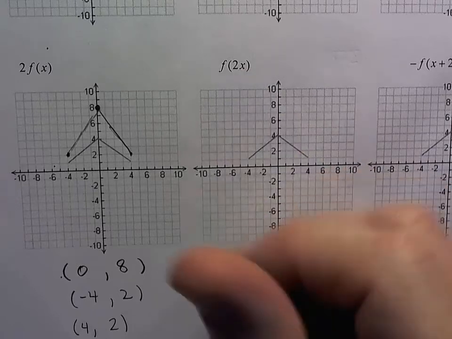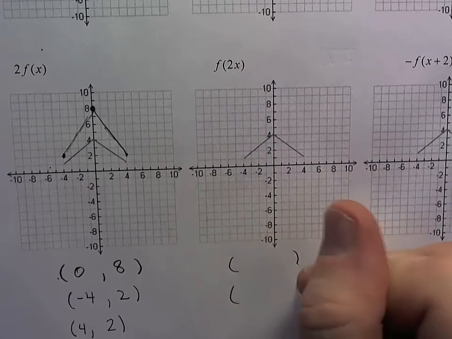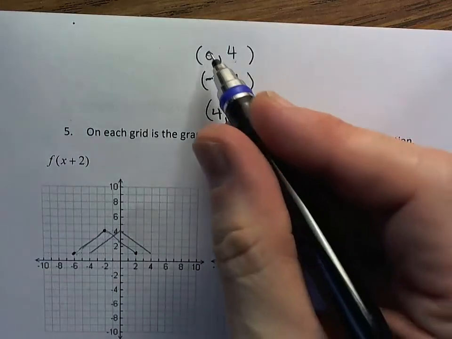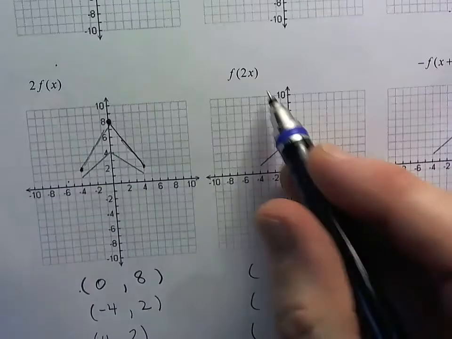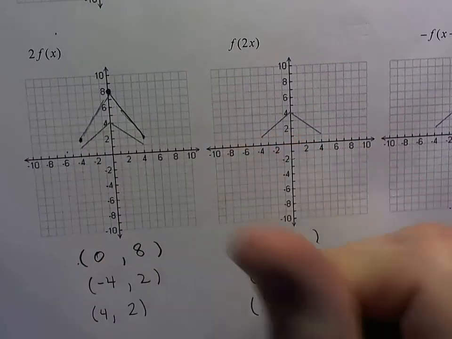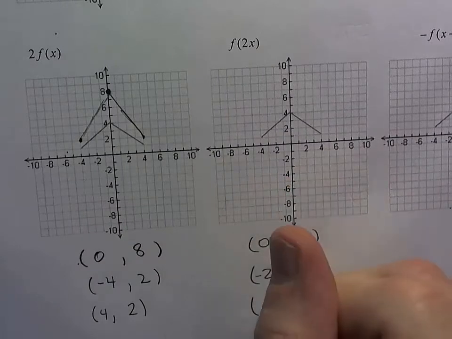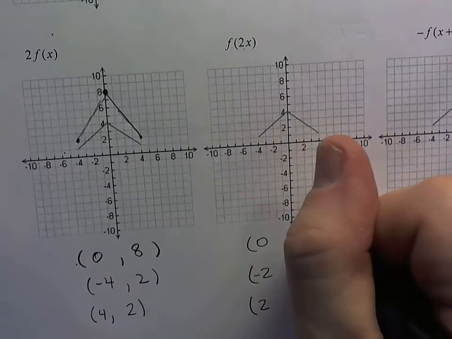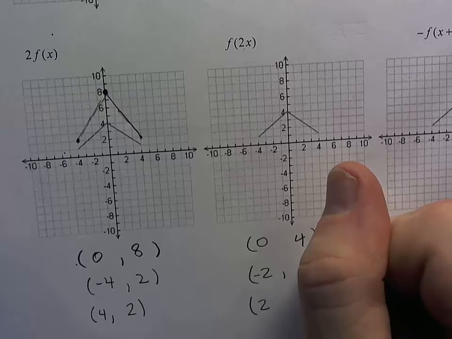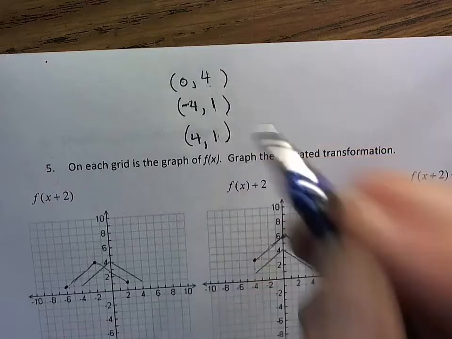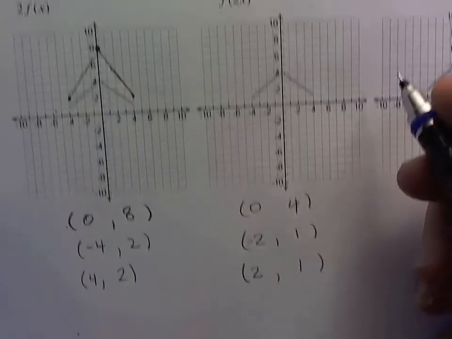We've got f of 2x. That means we're going to take all the x's and divide by 2. So we've got these representative points here: (0, 4), (-4, 1), (4, 1). And what I'm going to do, since it's inside here with the x, I'm going to take the x's. 0 divided by 2 is 0. -4 divided by 2 is -2. 4 divided by 2 is 2. See, we do the opposite to the x's. And then these are not changing. See, the y's aren't changing. 4, 1, 1. And now I'm going to plot these points.